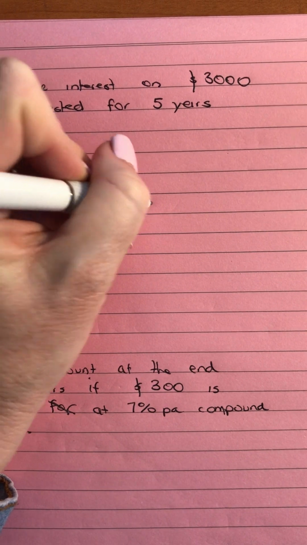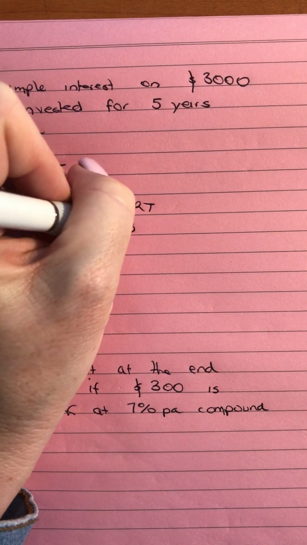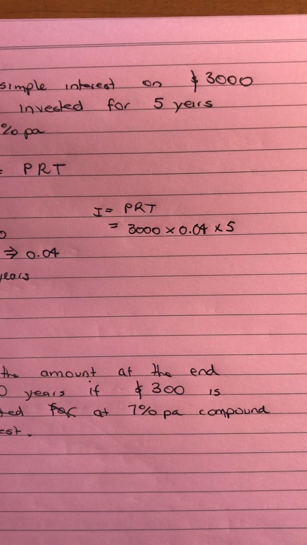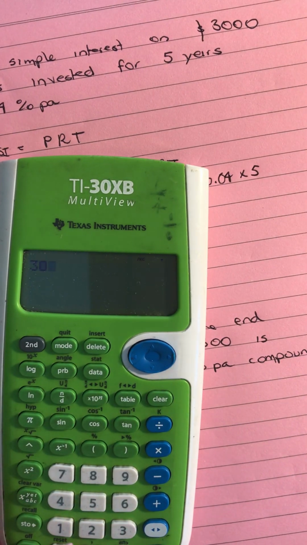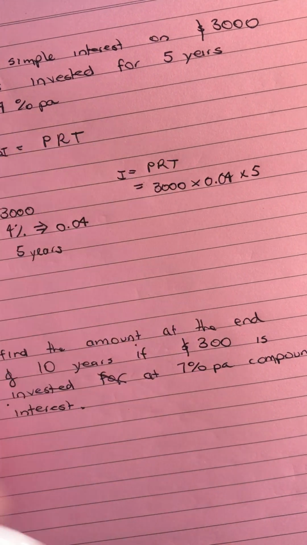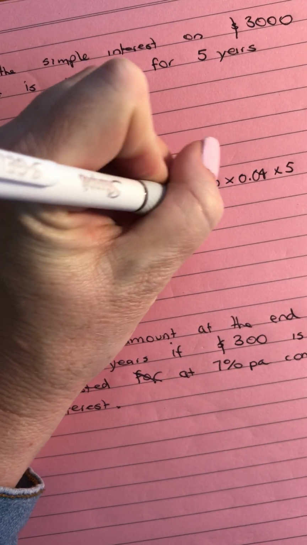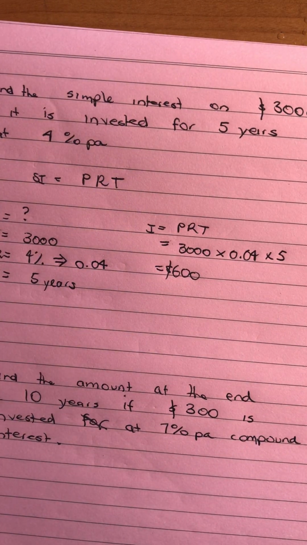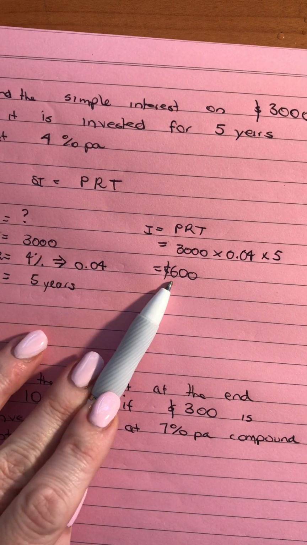I write my rule. I put in what I know, 3,000 times 0.04 times 5. I grab my calculator and I get $600. Now, the question only asked for the interest. If we'd wanted the amount at the end, we would add that interest on. So we would say 3,000 plus 600 is 3,600.